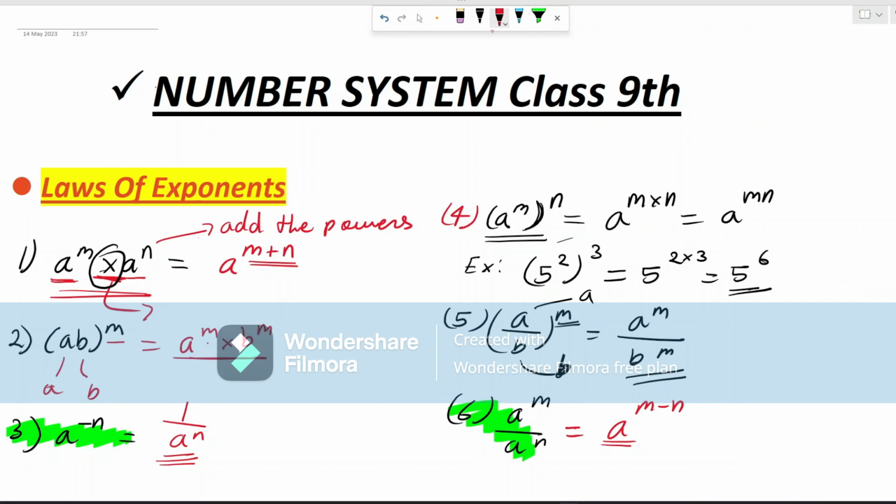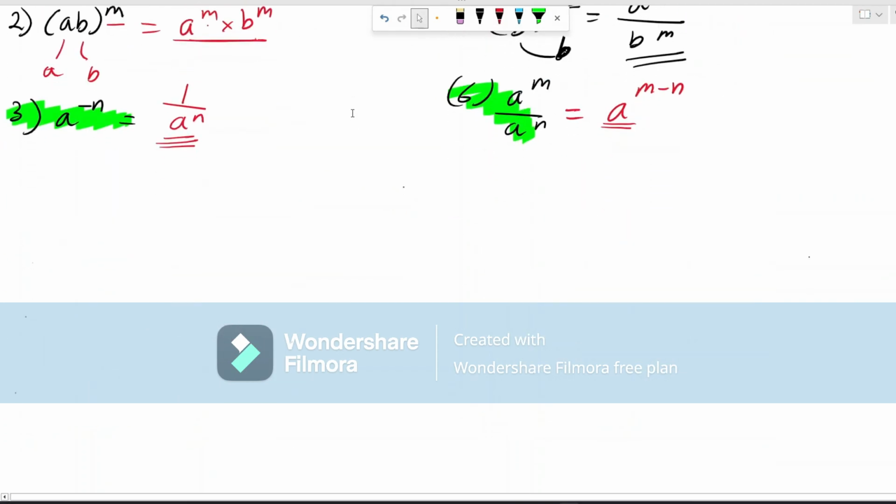Okay, let's draw here. I will tell you the difference. Now, if they have given multiplication and the bases are the same, then you have to add when it is multiplication, and you need to subtract when it is division. This is a simple but a really important rule.